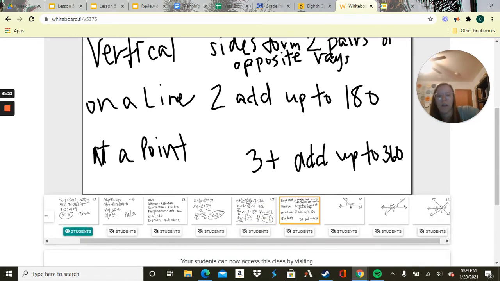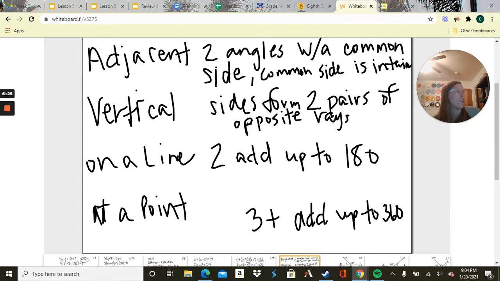All right, next we had lesson 10, or lessons 10 and 11 were also the same. They had angle problems and solving equations. So we're going to review quickly. So we had 4 different types of relationships with the angles. The first was adjacent. So that meant that there were 2 angles with a common side, and the common side was in the interior of the 2, or the larger angle. Then we had vertical, which was when the sides formed 2 pairs of opposite rays. Angles on a line, we had 2 angles that add up to 180. Angles at a point, 3 or more rays that add up to 360.